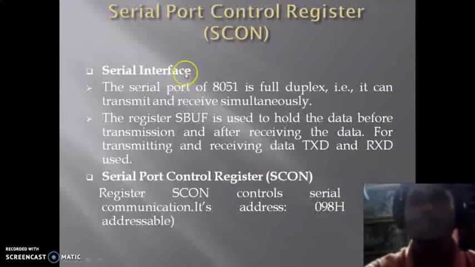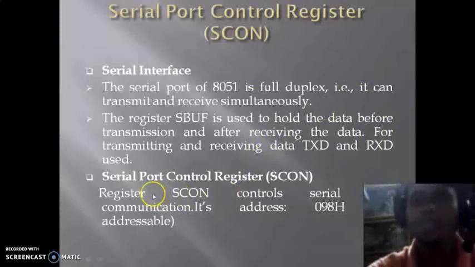Before that, the serial interface that we have to learn: for serial communication purposes, the 8051 is used in full duplex mode. It means the data can be transmitted as well as received simultaneously. The register SBUF is used to hold the data before transmission and after receiving the data. Transmission and reception of data are done using 2 pins, that is TXD and RXD. These are the 2 signals by which transmission as well as reception of serial communication can be done.